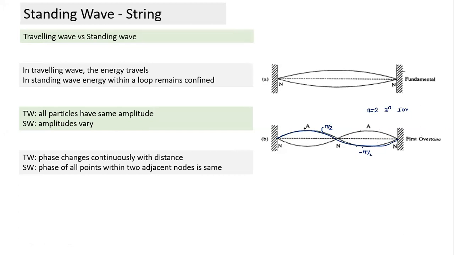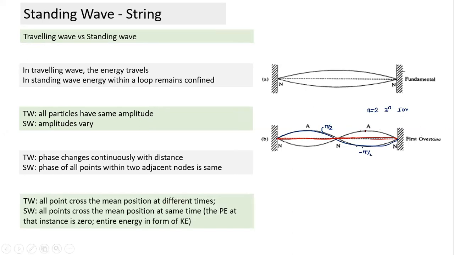And what will happen? If this is the case at t equal to 0, at t by 4, we have seen earlier also, the whole string will come to the mean position. So in case of a standing wave, there are instances when the whole string becomes straight. When it becomes straight, it means there is no potential energy, and the entire energy is in the form of kinetic energy. In a traveling wave, all points cross the mean position at different times. Here, all points cross the mean position at the same time.